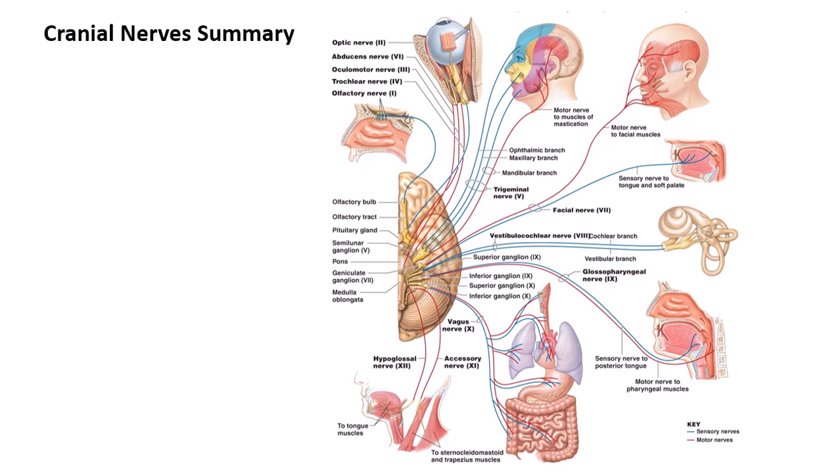Cranial nerve 11 is accessory nerve, and it is motor only, and is supplying sternocleidomastoid and the trapezius muscles. And cranial nerve 12 is hypoglossal nerve, and that is also motor only, and it supplies the majority of the tongue muscles. There is one tongue muscle, called palatoglossus, and that is not supplied by this nerve.